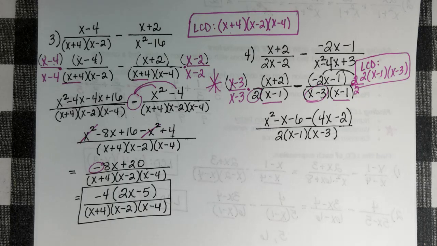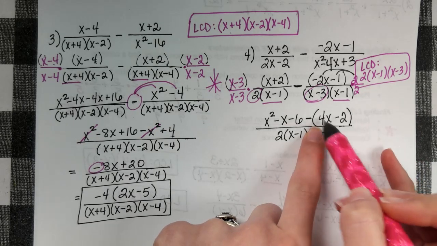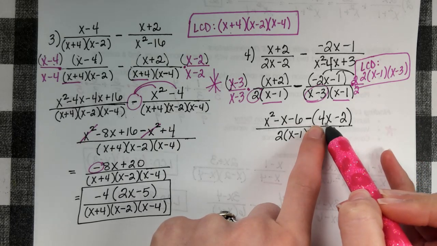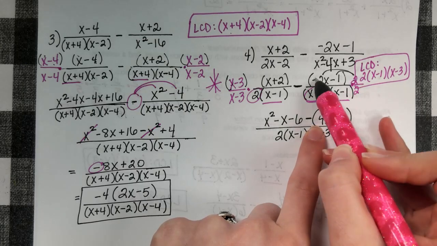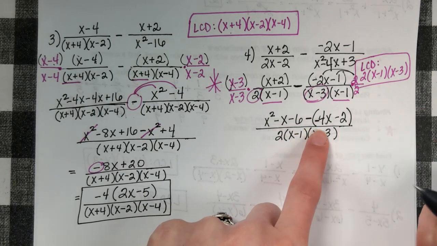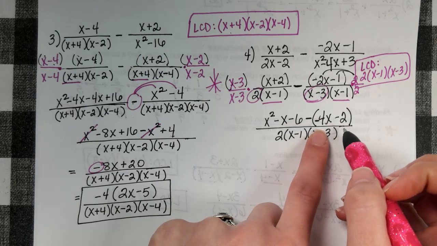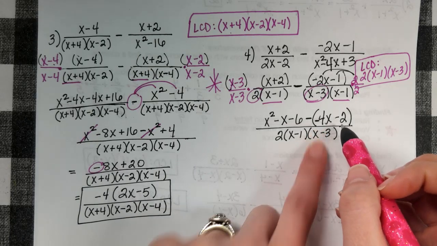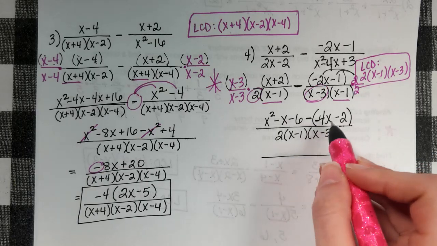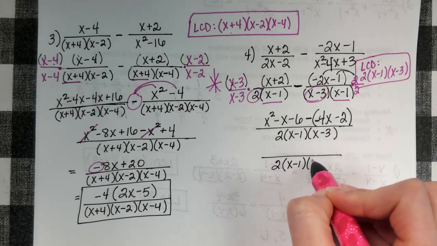Your 4x. Okay, now, if I'm looking at this, is this really a 4x? No, I had 2 times negative 2, so I had minus a negative 4x minus 2. You have to be careful with that, okay? Now I'm going to distribute that negative. So I've got my 2, x minus 1, x minus 3.